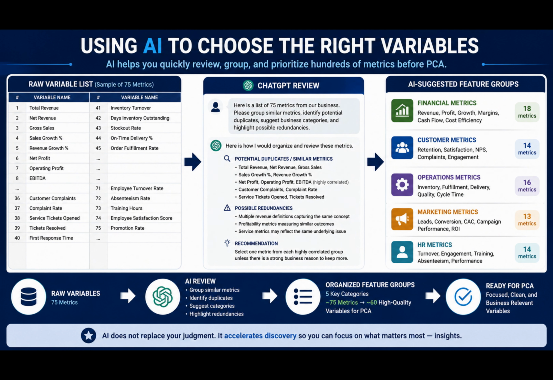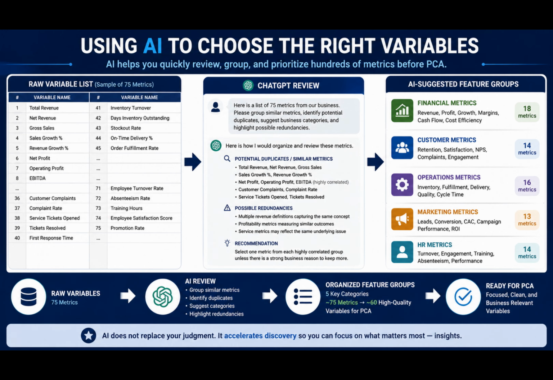Instead of manually reviewing dozens or hundreds of metrics, we can ask AI to group similar variables, identify duplicates, highlight redundancies, and suggest business categories. In this example, AI organizes 75 metrics into meaningful groups such as financial metrics, customer metrics, operations metrics, marketing metrics, and human resources metrics. The goal isn't to let AI make the decision. The goal is to accelerate discovery and help us build a cleaner, more focused set of variables for PCA.